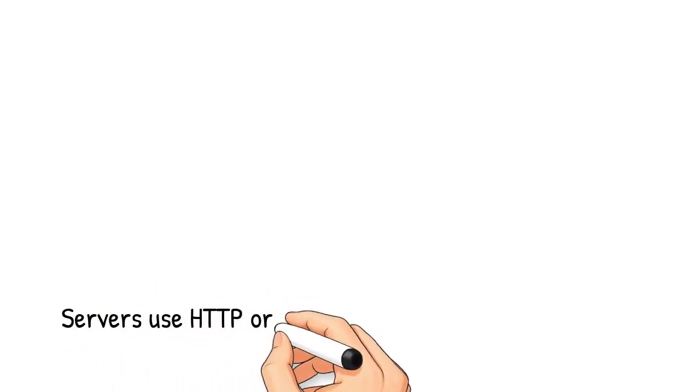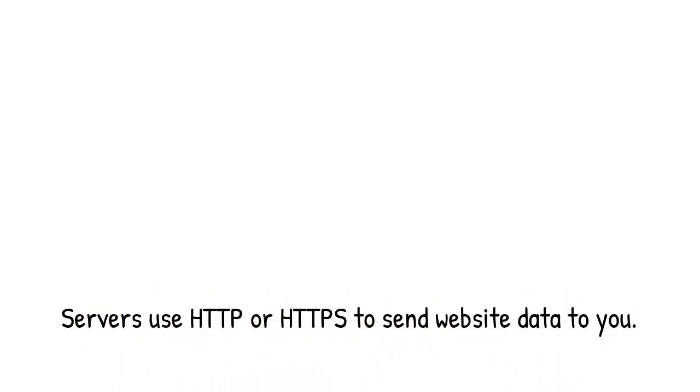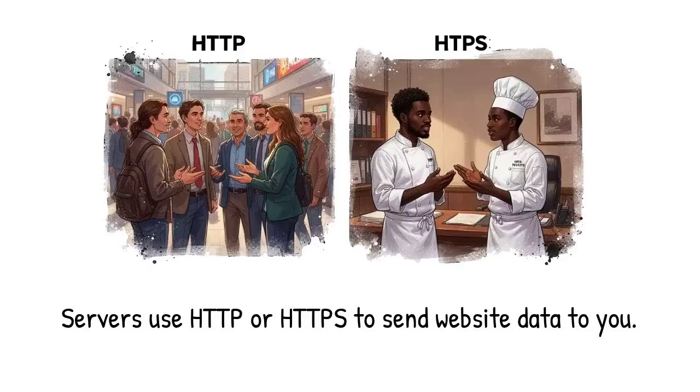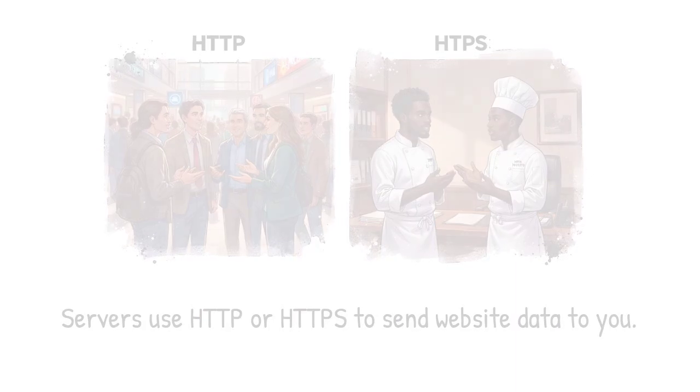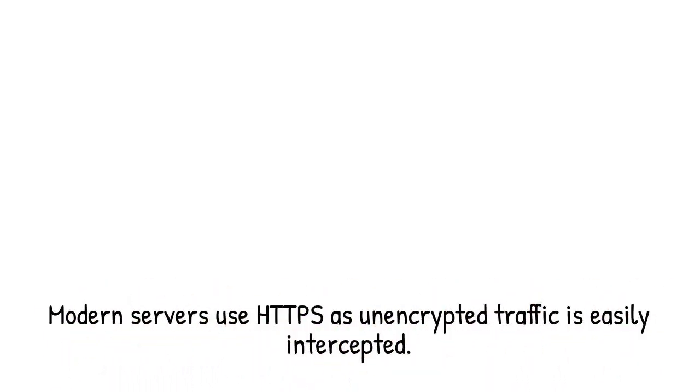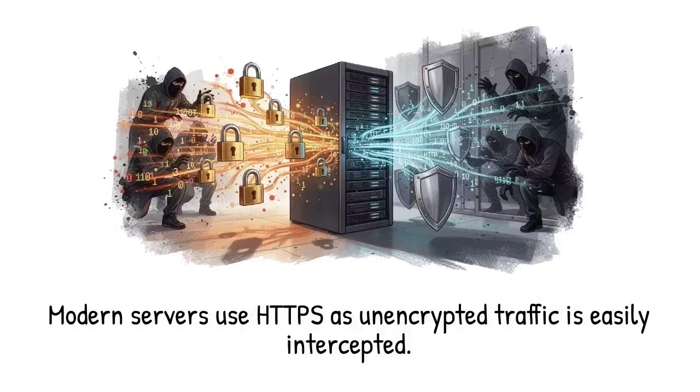This process happens through protocols like HTTP and HTTPS. HTTP is like an open conversation. Anyone listening can hear what's being said. HTTPS is like a private conversation, encrypted and secure. Modern servers almost always use HTTPS because attackers can easily intercept unencrypted traffic.